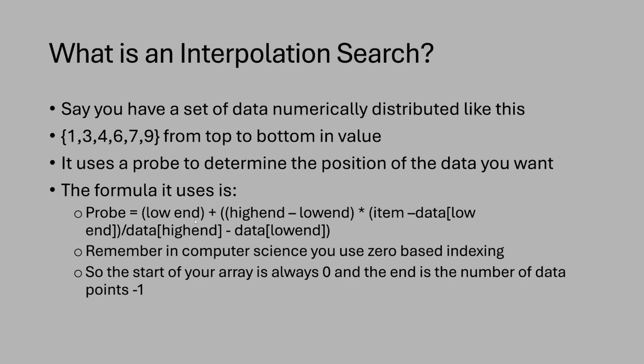Probe is equal to low end plus high end minus low end times the item minus data low end divided by the data high end minus data low end. I'll explain that more in a little bit, but this is the basic formula you're going to have. And another thing to remember is in computer science, you always want to use zero-base indexing. So the start of your array is always 0, and the end is the number of data points minus 1. So this would be 0 in the data set, 1, 2, 3, 4, and 5, which there's 6 of them, so it's 6 minus 1.